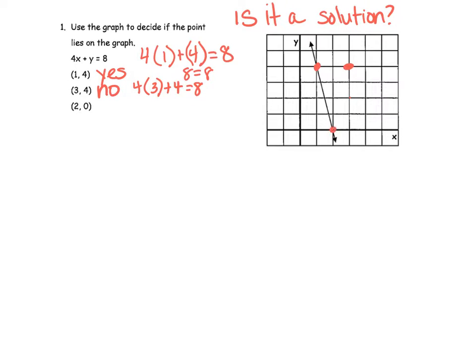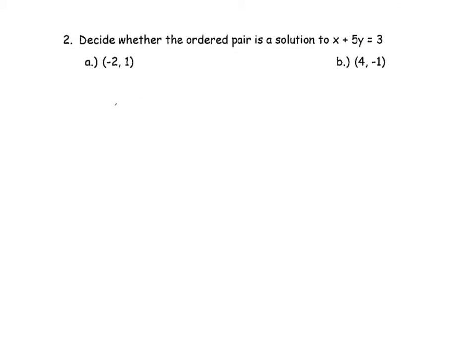Over 2 up 0, up nothing. If I plugged it in mathematically, 8 equals 8. Sweet. So the first ordered pair, 1 comma 4, is a solution. The third ordered pair, 2 comma 0, is a solution. Pretty self-explanatory on this one. Easy, no problems.